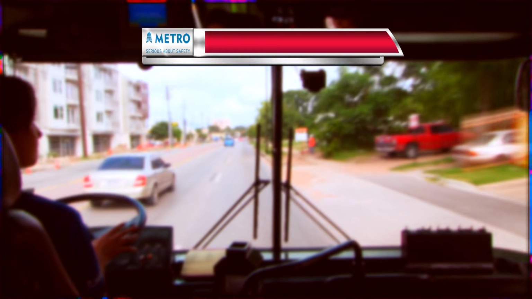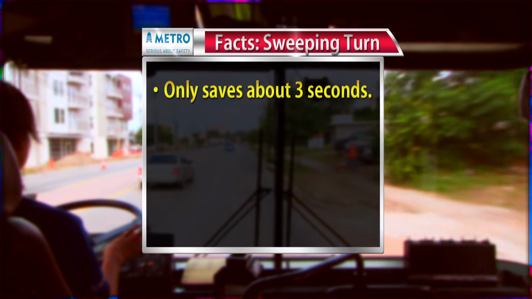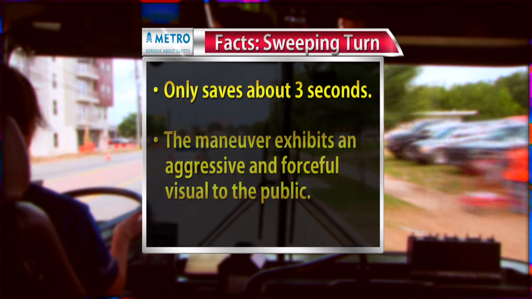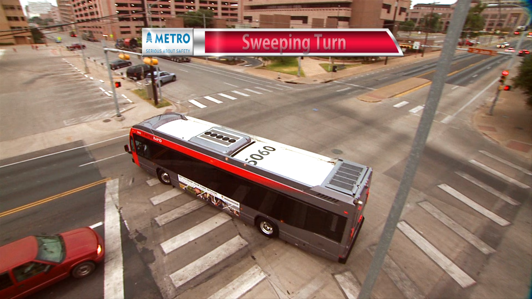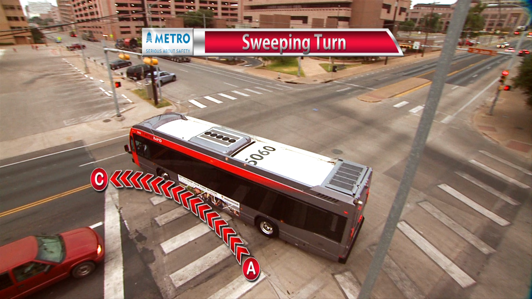The fact is, our operator is only saving about 3 seconds by cutting the turn short, and the maneuver exhibits an aggressive and forceful visual to the public. As seen from above, the starting point is represented by A and the end point C. We just saw our operator make the turn in a sweeping movement, represented by the red dotted line. We now realize that this driving habit can be deadly.